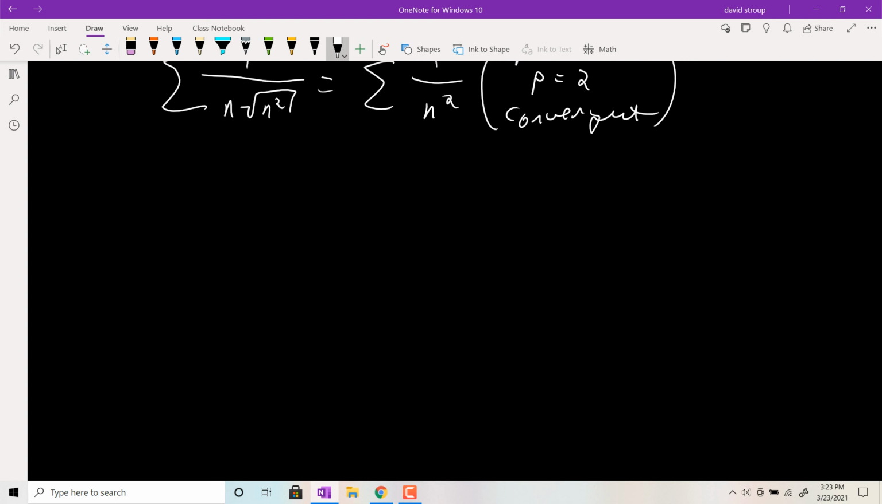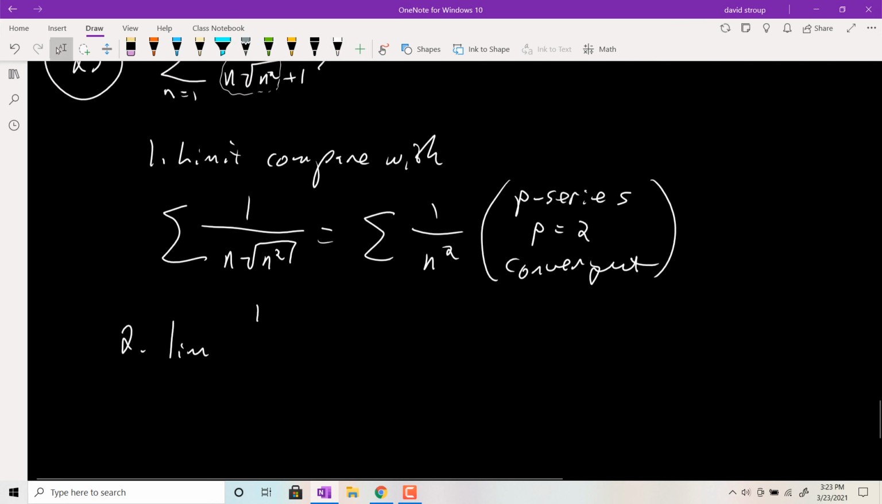Anyways, the second step for this test is to take the limit of the ratio of the terms of the series. So you're going to take the limit of 1 all over n plus 1 times these, sorry, I'm trying to do a ratio test or something.